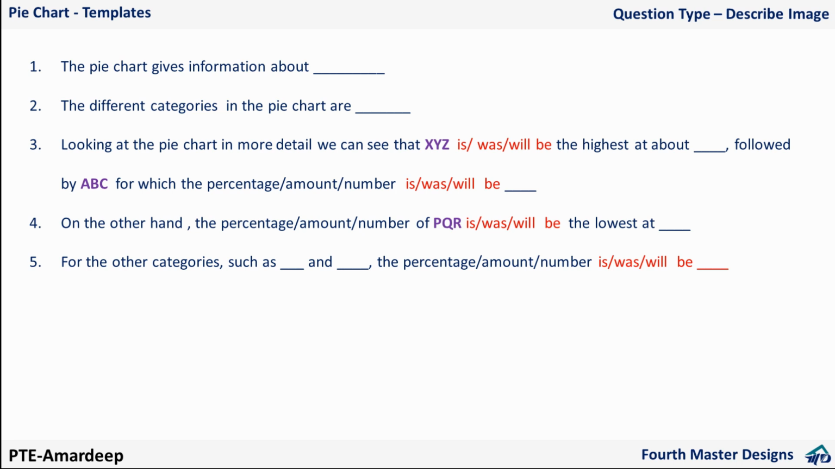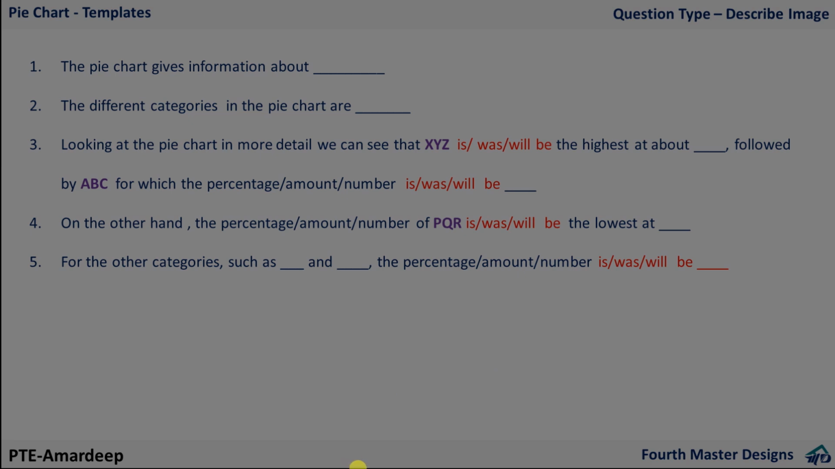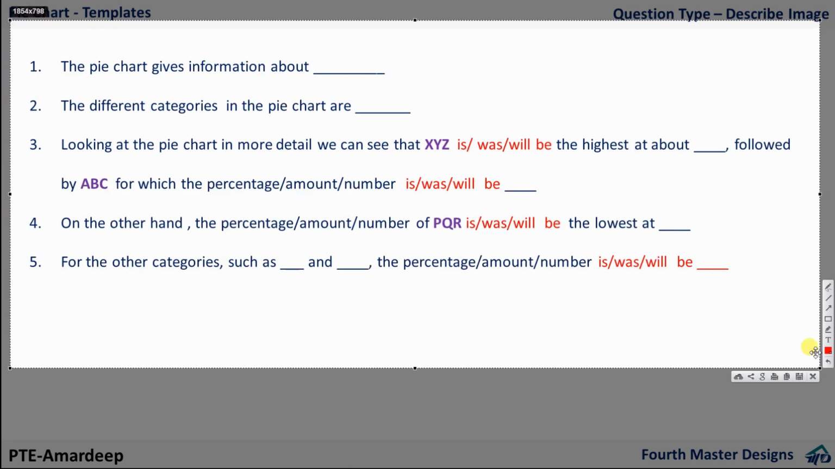Sometimes we get two pie charts. In that case, we do not need to bother at all. If you are getting two pie charts in the image, then don't worry at all. Don't go for this particular sentence. And even don't go for this one. Why? Because this will be your general sentence. Then for the first pie chart, you will have these two sentences. And then for the second pie chart, again, you will have these two sentences.